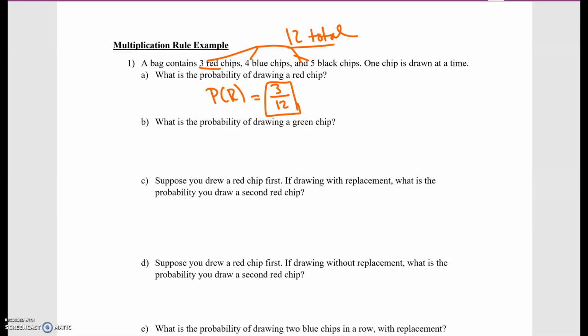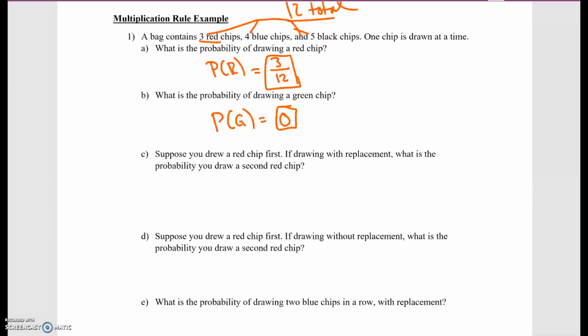For this one, what is the probability of drawing a green chip? Well, all we're looking at are the green chips, and there's no green chips here. Since there's no green chips and it's not part of our sample space, this will just be 0. It's not in our sample. We only have red chips, blue chips, and black chips.